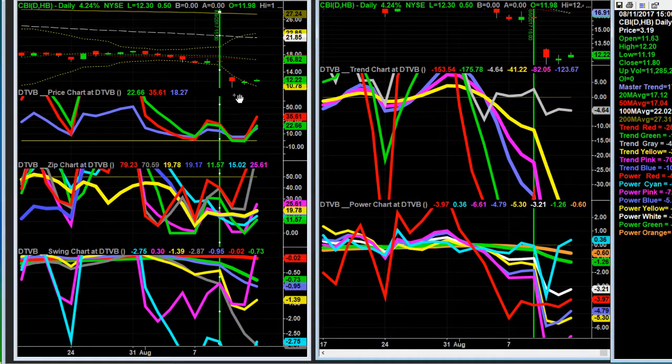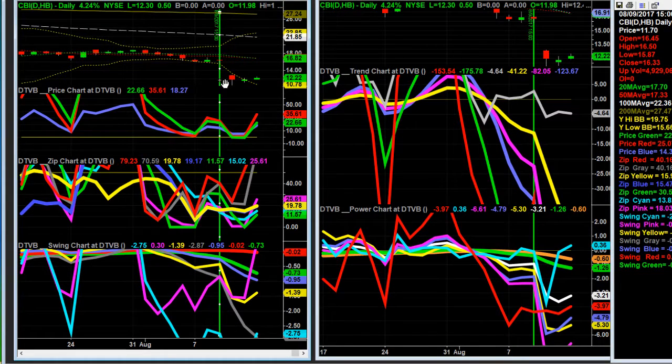The next example is here, where it's basically a $16 stock. It's on the vertical green line day. It closes at 16.33, and then it opens the next day at 12.80. So somewhere around $4, it drops in one day. On the vertical green line, we have zip red down, zip gray up.